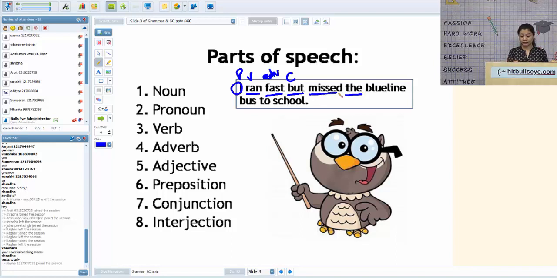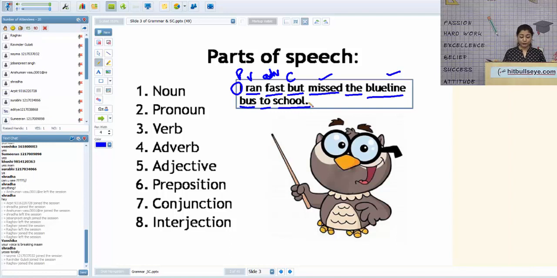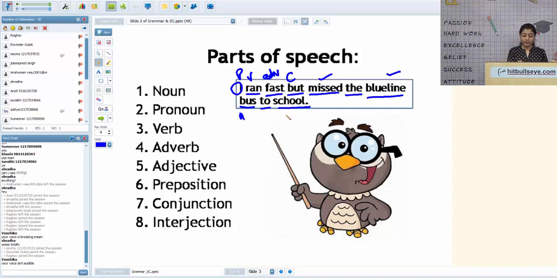I'm waiting for your answer for the rest half of the statement. Please tell me what would be missed, blue line, bus, to and school. Okay guys, I'm waiting for your responses. Please tell me what these words would be as individual parts of speech contributing to this sentence. Great. So missed here again would be a verb. Bus is a noun. School is again a noun.